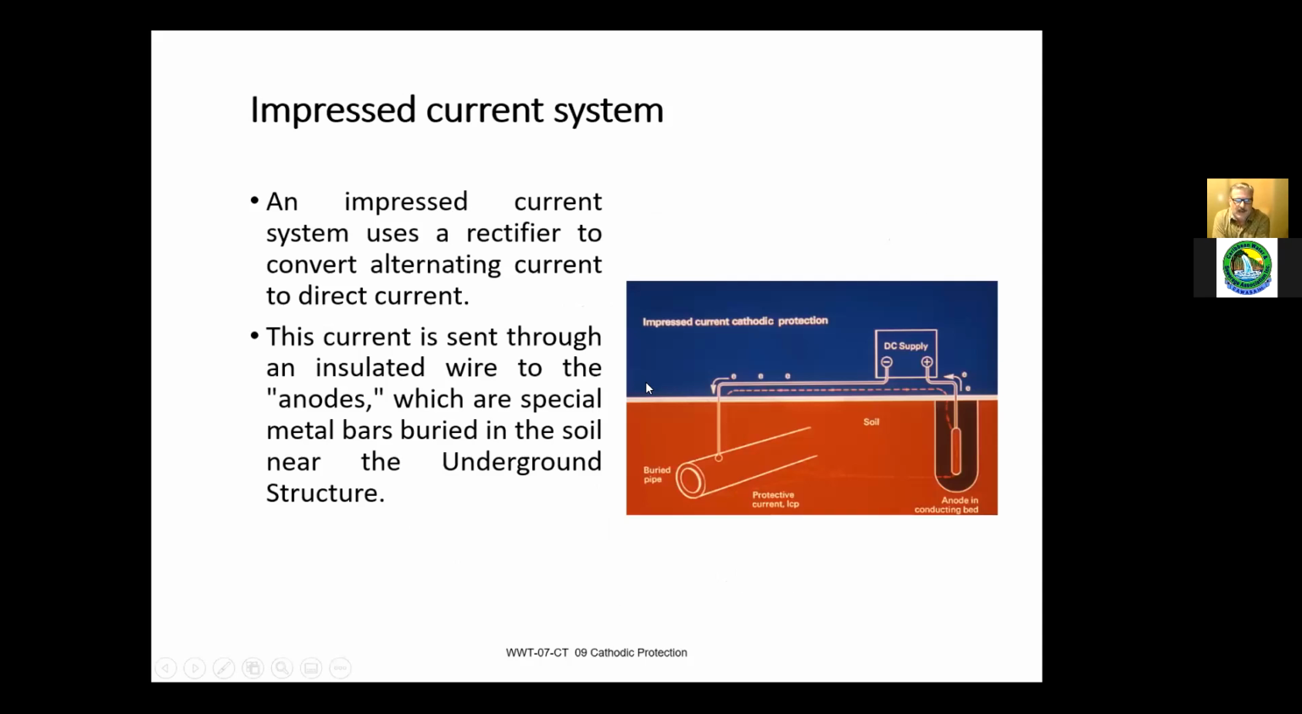You got an impressed current system. So impressed current system uses a rectifier to convert alternating current to direct current. So basically, it's the same thing, but you're using direct current. You have a rectifier that's pushing DC down this line, and it's changing the connectivity of the pipe. So it's forcing the soil and what's in the soil to be drawn towards the anode. If you have higher power over here, lesser power over there, it's going to draw the corrosion this way. You got an anode in a conducting bed, which is deteriorating over time.